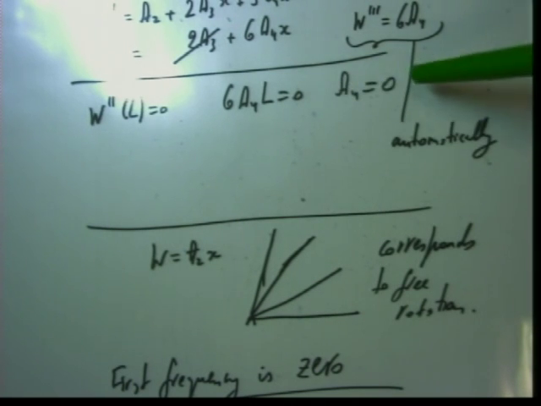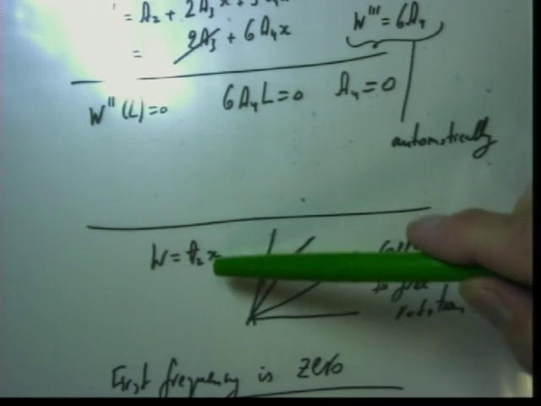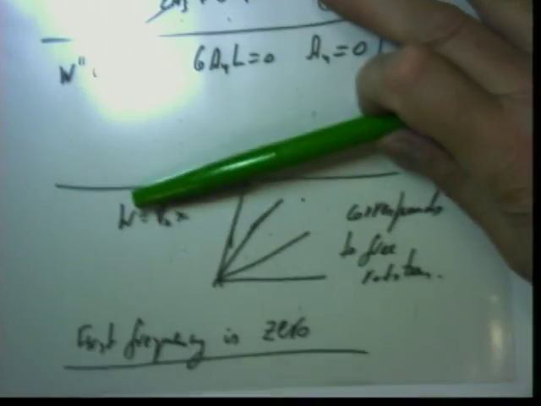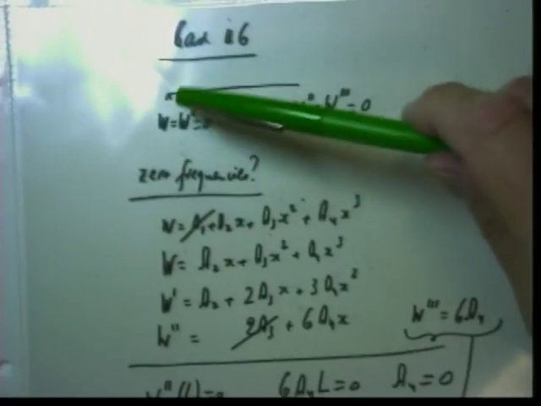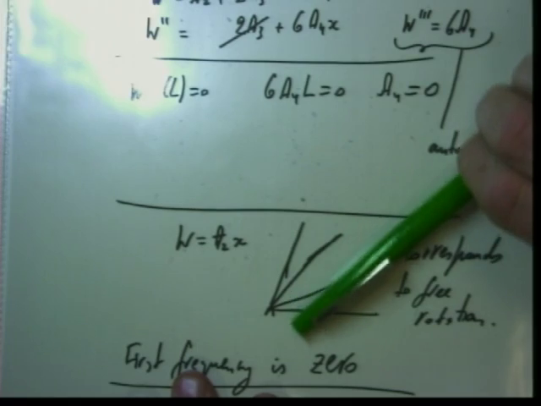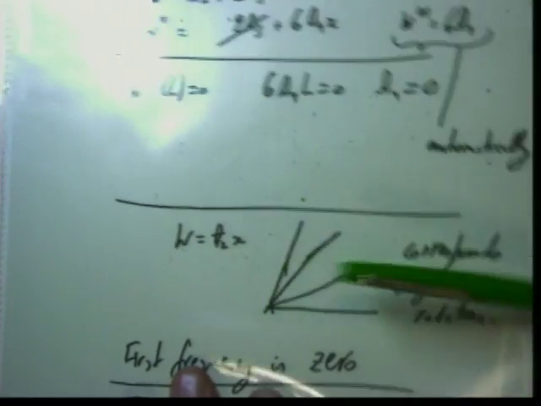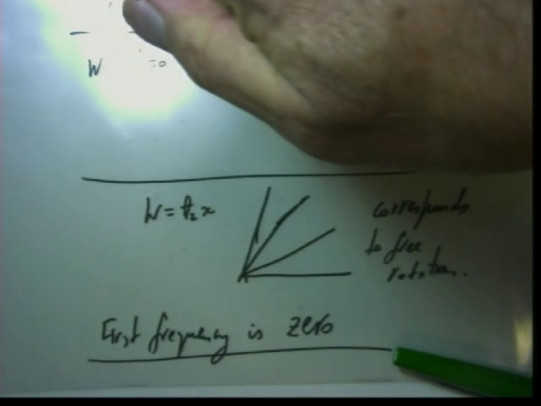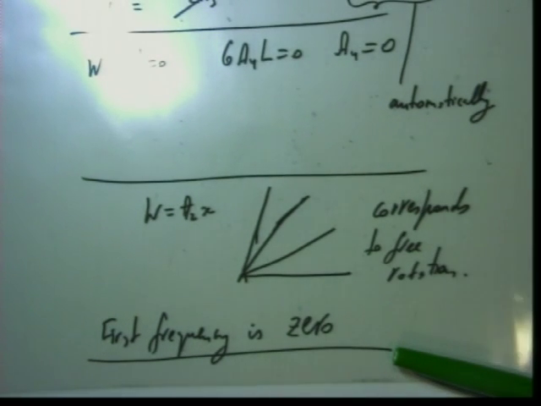Okay, so what we get actually is as follows. W equals A2 times X. What does it mean? A2 times X means that this point is zero, but here it can have a horizontal position or this position or that position. That corresponds to free rotation. So this beam can rotate around this simple support freely. That means that the first frequency of such a system is zero. Simply supported free beam has a zero first frequency.